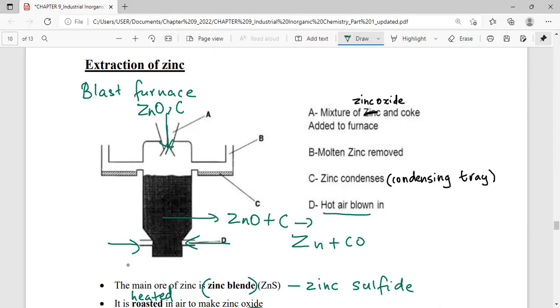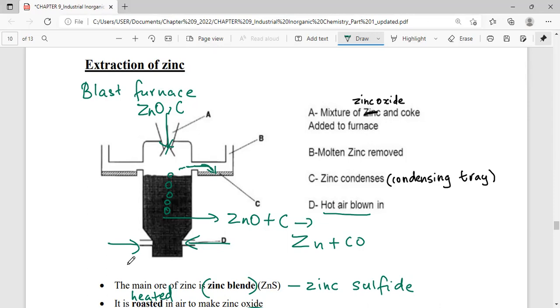Okay, and another thing that you need to note here is that inside the furnace, the temperature is so high that the zinc will become zinc vapor. The zinc changes to zinc vapor. All right, and what is vapor? Vapor is gas. Okay, and this gas comes out of the furnace and then it comes to the condensing tray where it changes to a liquid. Now, what do you call this process where a gas changes to liquid?